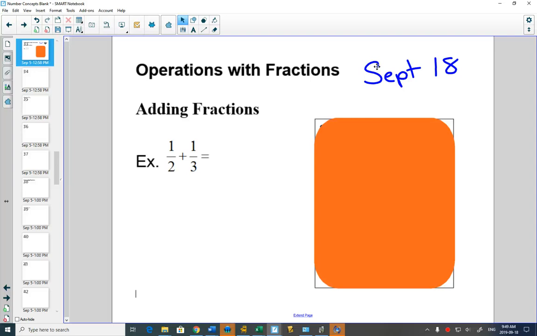Rawson, you ready for this? Oh, here we go. Rawson, do you have some paper that you could take out so that you could write this down? You know what? I can lend you a piece of paper then.